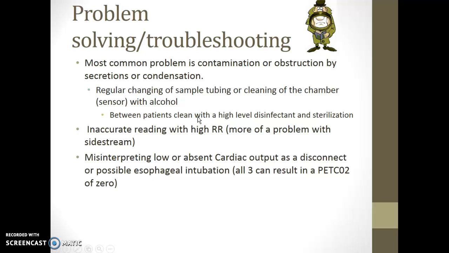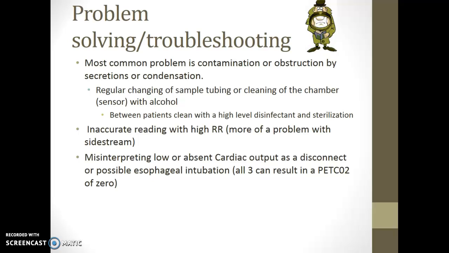Some problem solving or troubleshooting. The most common problem is contamination or obstruction by secretions or condensation. So this happens on a pretty frequent basis. So regularly change the sample tubing or clean the chamber, which is that little sensor that's in between the endotracheal tube and the ventilator circuit, with alcohol. Between patients, clean with a high-level disinfectant, and they do need to be sterilized before using on the next patient.